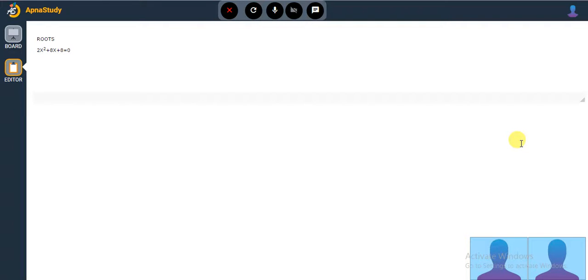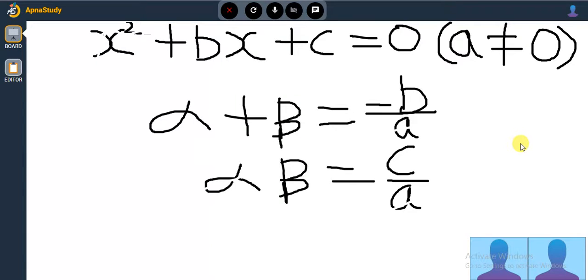A quadratic equation can have a maximum of 2 roots. Let's say I call those roots alpha and beta. Then we have a relation between the roots. The sum of the roots, alpha plus beta, will be equal to minus b by a. Here b is the coefficient of x, and a is the coefficient of x squared. Similarly, the next relation is the product of the two roots, alpha multiplied by beta, which is equal to c by a, where c is the constant and a is the coefficient of x squared. So this is a basic relation.